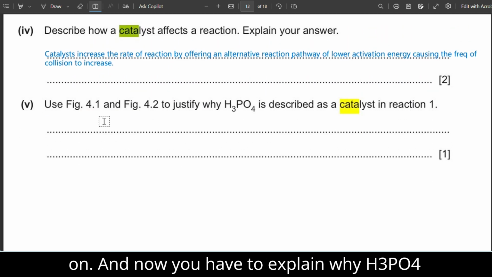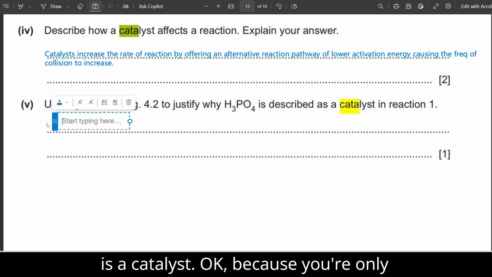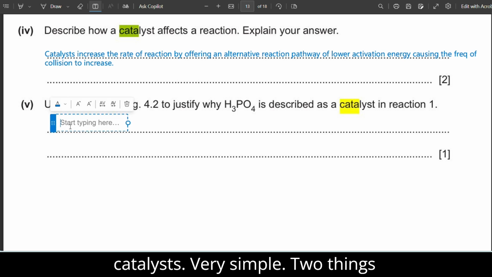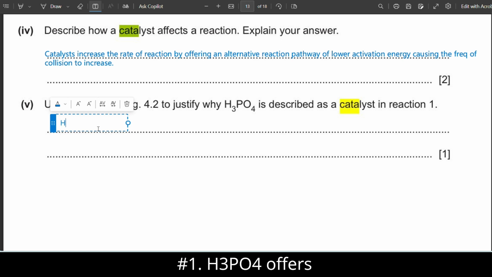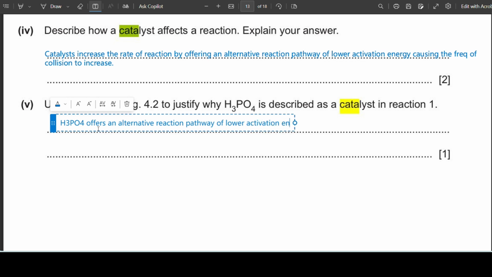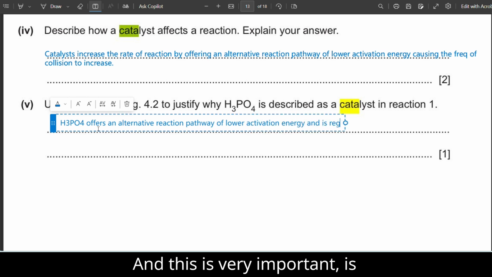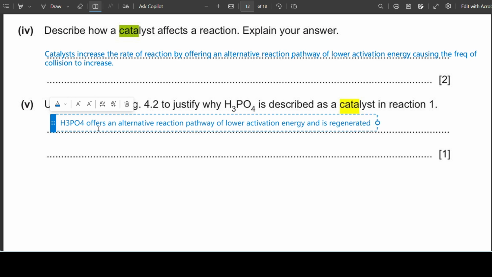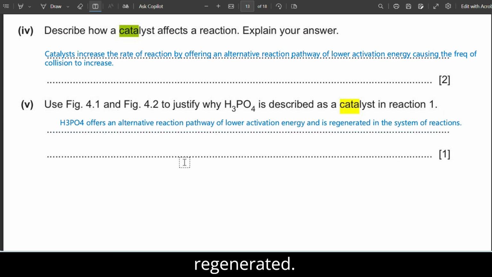And now you have to explain why H3PO4 is a catalyst. Okay, because you're only dealing with homogeneous catalysts, very simple. Two things. Number one, H3PO4 offers an alternative reaction pathway for lower activation energy, and this is very important, it is regenerated. This keyword is very important. It is regenerated.